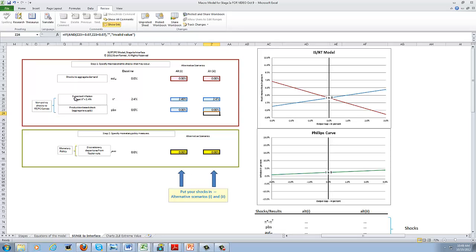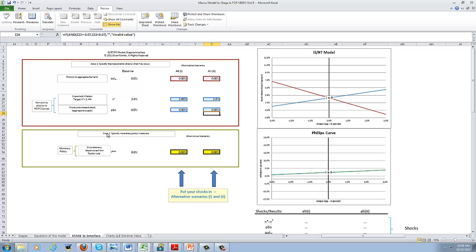We can think of shocks to expected inflation. We have to keep in mind that the target rate of inflation is about 2.4%, and expectations are exactly aligned with the target. We have full credibility, so this is also 2.4%. And then we think of production-based shocks, or shocks to the short-run aggregate supply curve. We've abbreviated these as PBS.